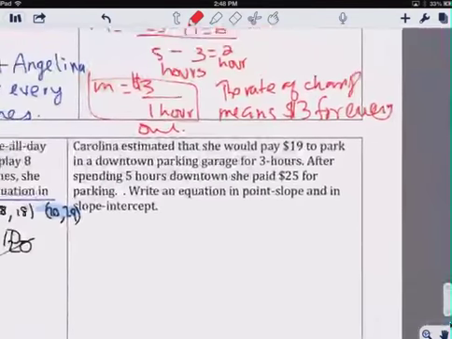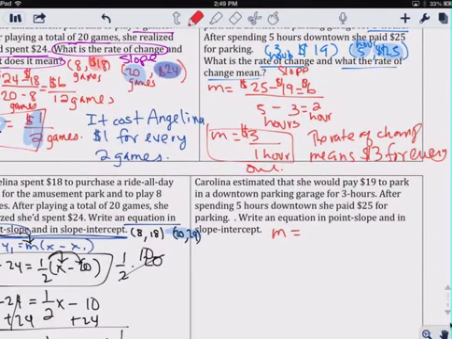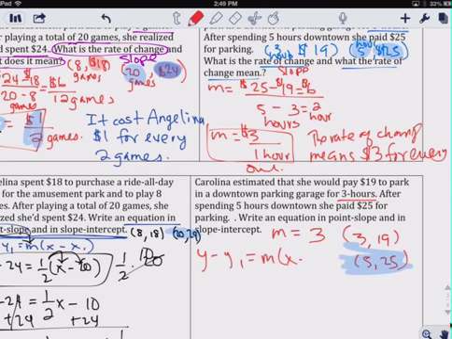Okay, so Caroline estimates, remember our slope here is 3. Caroline estimates she would pay $19 to park in downtown parking lot for 3 hours. Same problem. So 3, 19 and 5, 25. I like the 5 and 25 better. So we're going to use this as our point in y minus y1 equals m parentheses x minus x1. y minus 25 equals 3. Slope is 3.